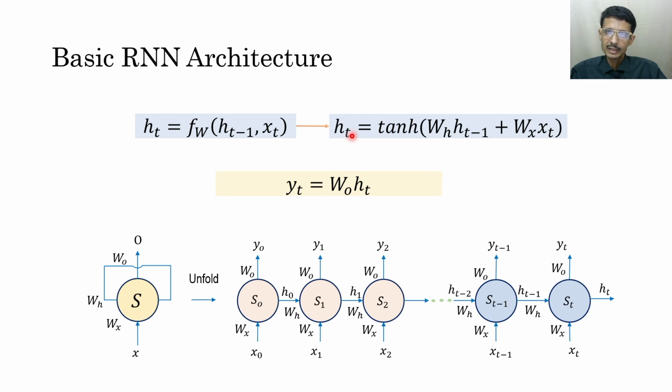So what we find is that for this Ht you can put any value from 1 to t, and here we get this equation. And what about Yt? In every step, it is Wo times Ht, for t equal to 1 up to small t, which is the number of time steps. So this is the basic idea of the RNN architecture.